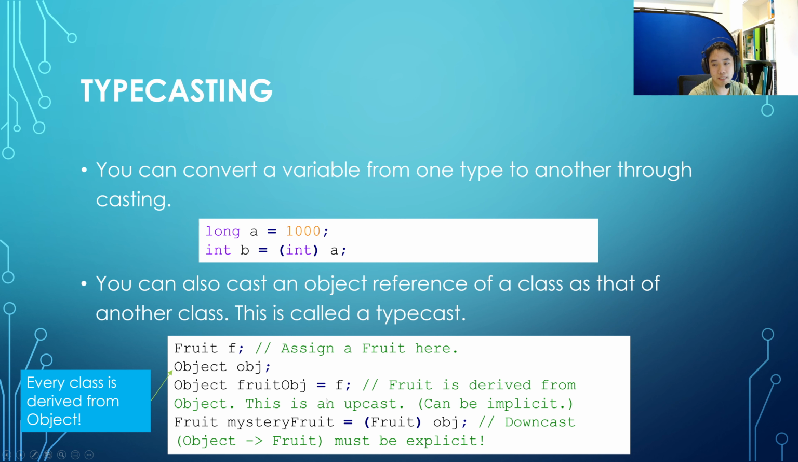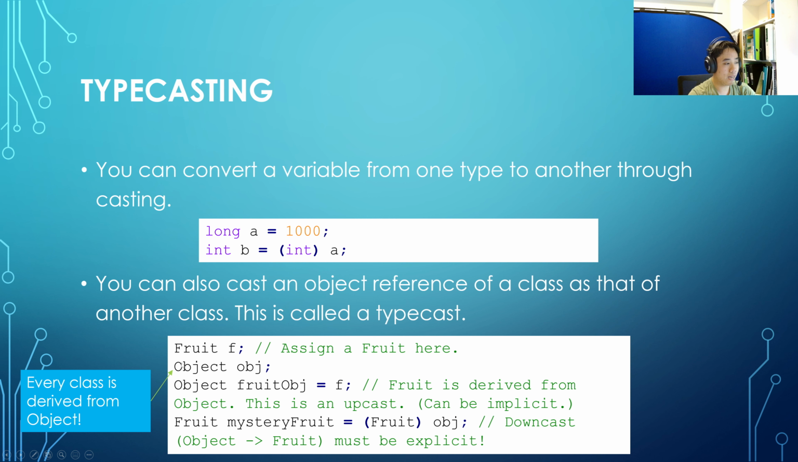But the opposite is different. The opposite, which is coming from a more general type to a more specific type, or a general class to a specific class, is called downcast. And in downcast, you have to be explicit. And that's about it.